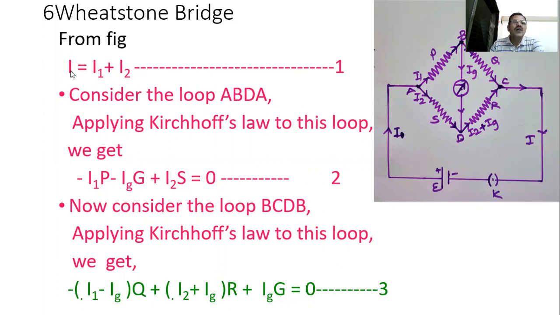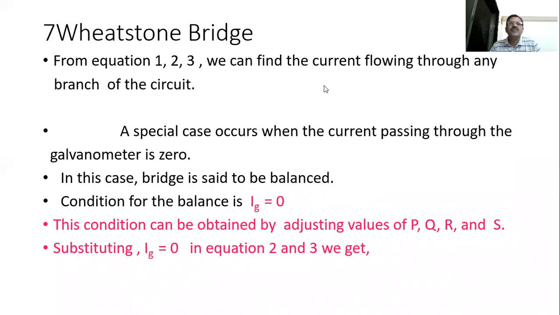Suppose this is equation 1. This, minus I1P minus Ig into G plus I2S is equal to 0, is equation 2. And this last one is equation 3. From equations 1, 2 and 3, we can find the current flowing through any branch of the circuit.